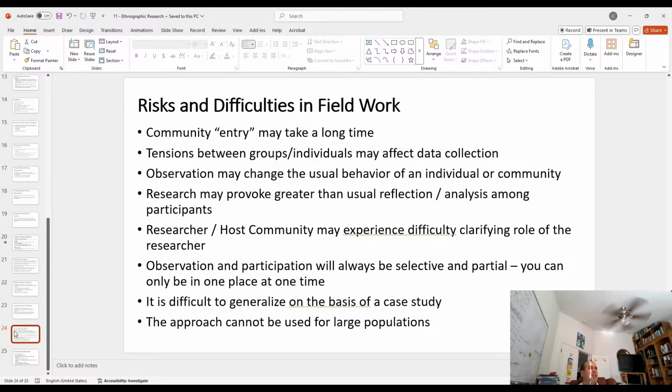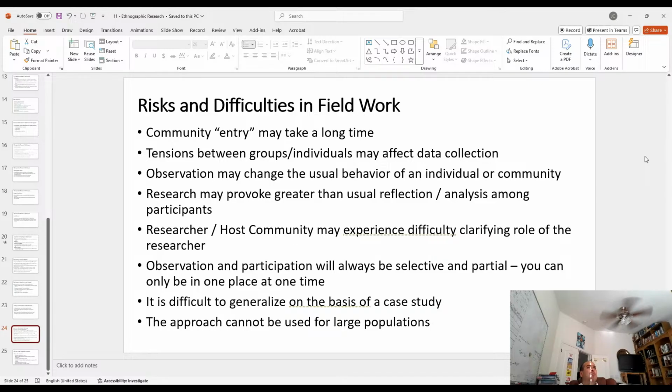Okay, risks and difficulties in fieldwork. Community entry may take a long time. It may not be easy, right? For me to get into Sunnyside High School took probably over a month of working with our therapists and with the administrators, right? Sometimes it may take a while. So if you're doing a study for a project and you only have a semester, you need to be really careful. Okay. There may also be tensions between groups and individuals that may affect data collection.